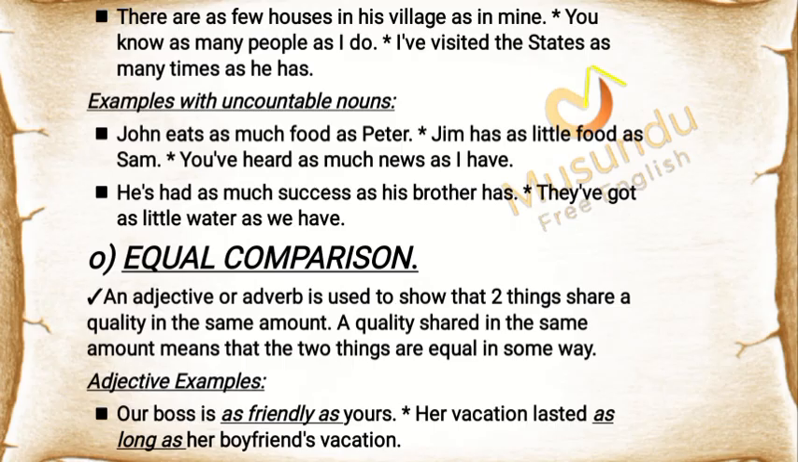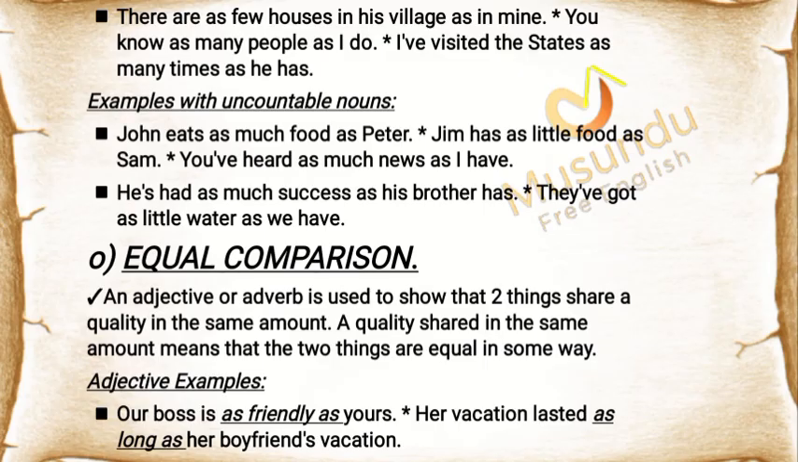Examples with uncountable nouns. John eats as much food as Peter. Jim has as little food as Sam. You've heard as much news as I have. He's had as much success as his brother has. They've got as little water as we have.